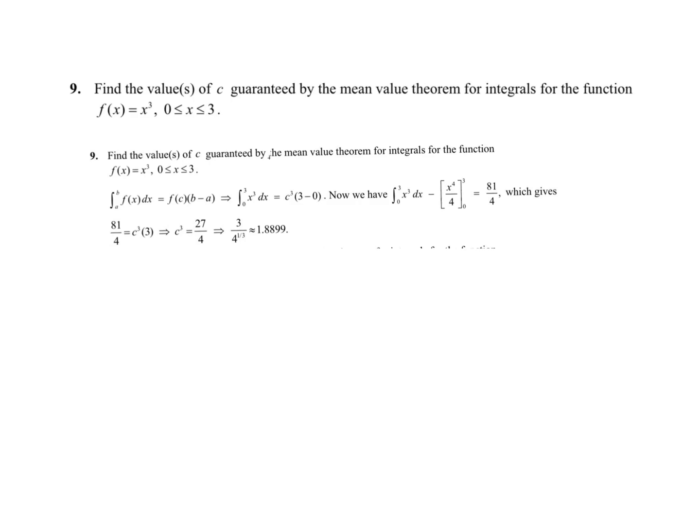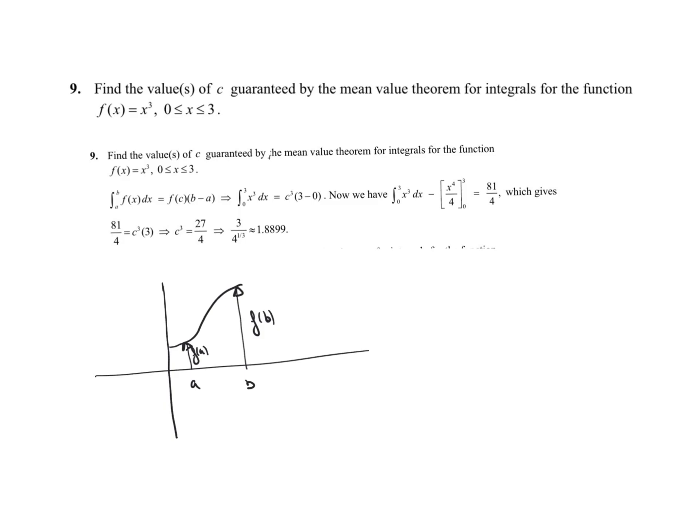Find the value of c guaranteed by the mean value theorem for integrals for the function f of x equal x cubed between 0 and 3. What does the mean value theorem say? It says there exists an f of c. So imagine you have a curve like this, a function like this, and you have 2 points, A and B. So there is f of B and there is f of A.